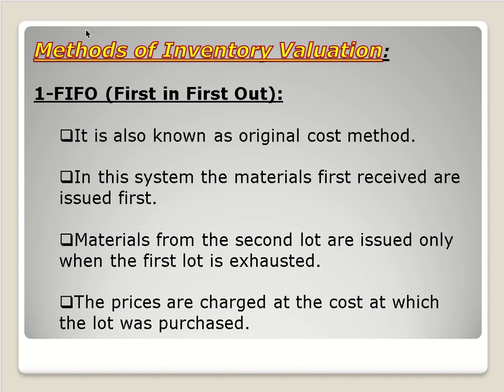Let's now continue with our discussion. Method 1 of inventory evaluation is first in, first out. It is also known as the original cost method. In this system, the materials first received are issued first, and the materials from the second lot are issued only when the first lot is exhausted. Prices are charged at the cost at which the lot was purchased.